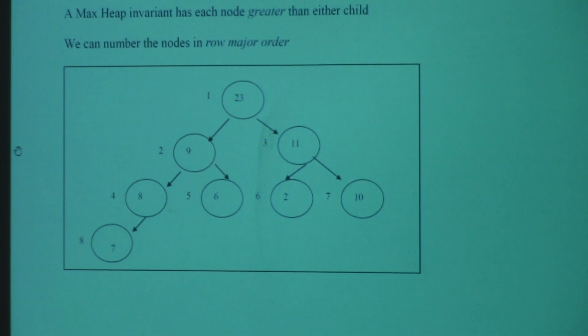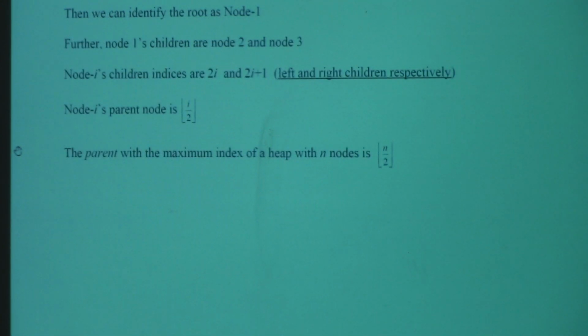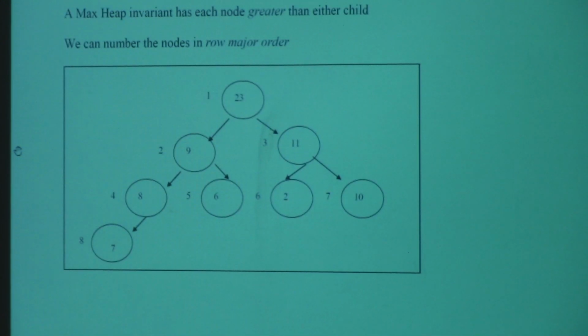So the root becomes 1. Now what that gives us is an interesting relationship between these numbers. We can identify the root as node number 1. So whenever we talk about node number 1, we're talking about the root, because by definition, we've started our numbering system from 1, on the root, always.